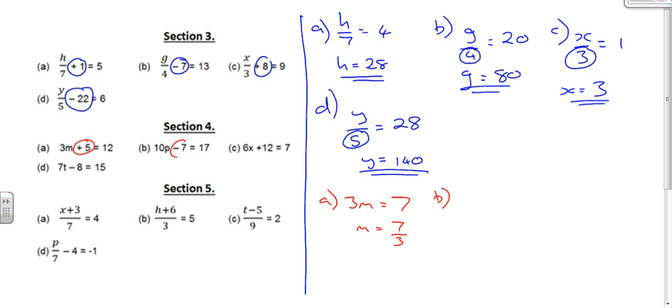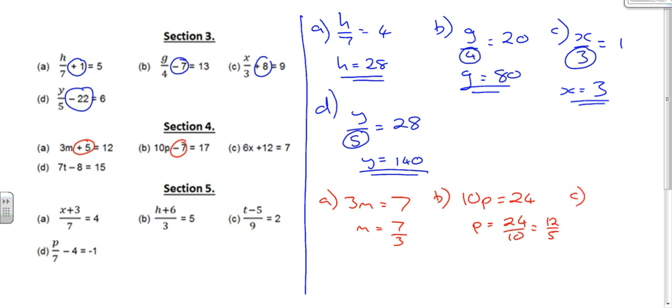Question B. We get rid of the minus 7 by adding 7. So it's going to be 10p equals 24. And then p equals 24 over 10. Again, if you want to, you can simplify the fraction. So you divide top and bottom by 2. You end up with 12 over 5. But you don't have to do that. You're more than welcome just to leave it as is.